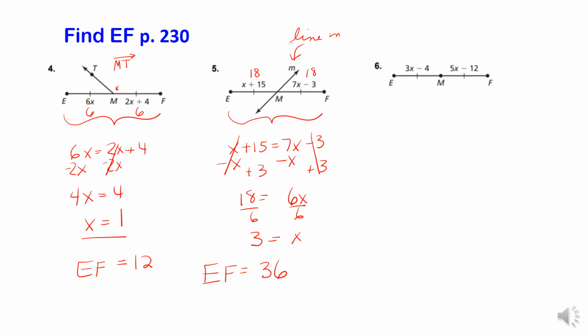Okay, so once again, we have a point that is the bisector, point M. And if you want, you can push pause, give this one a try on your own, and then we'll solve it together.